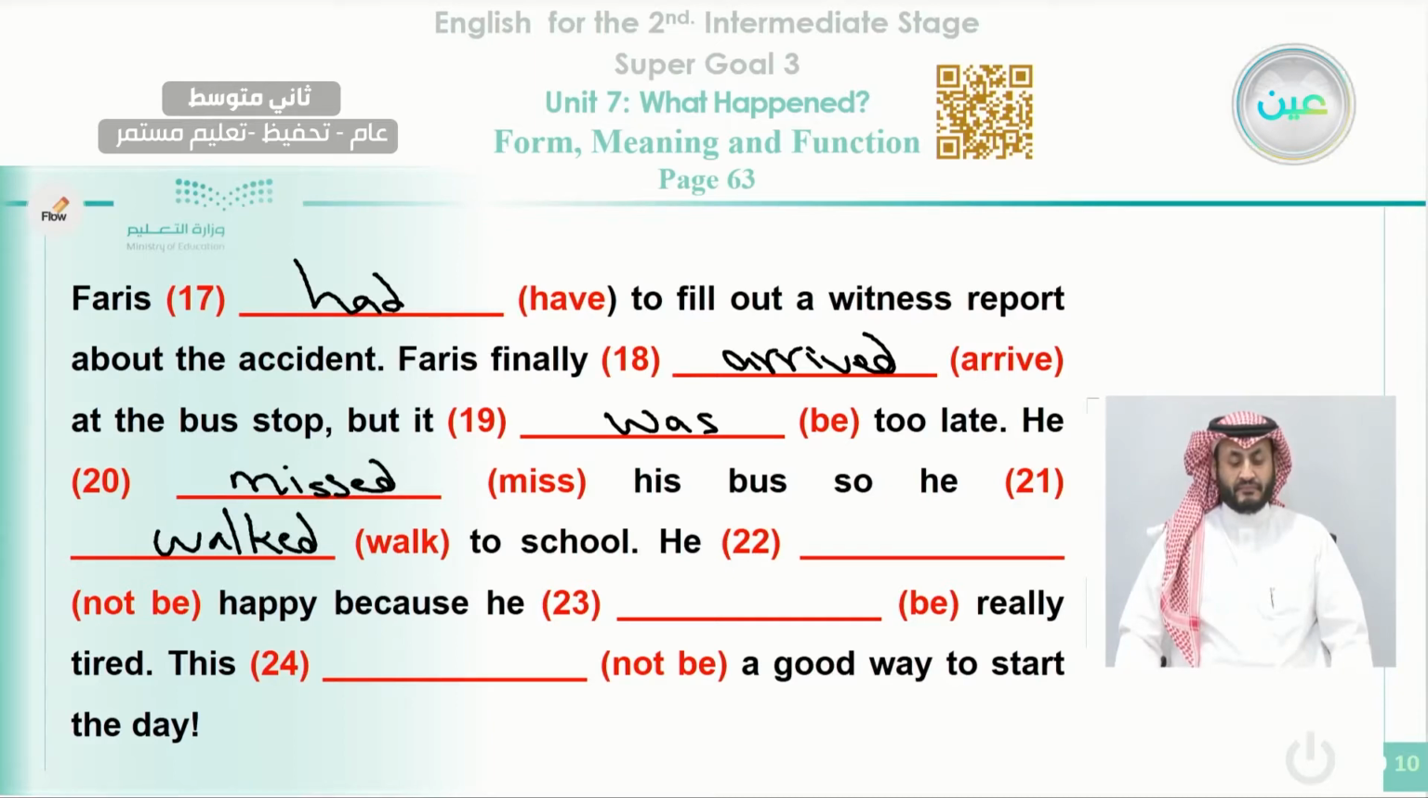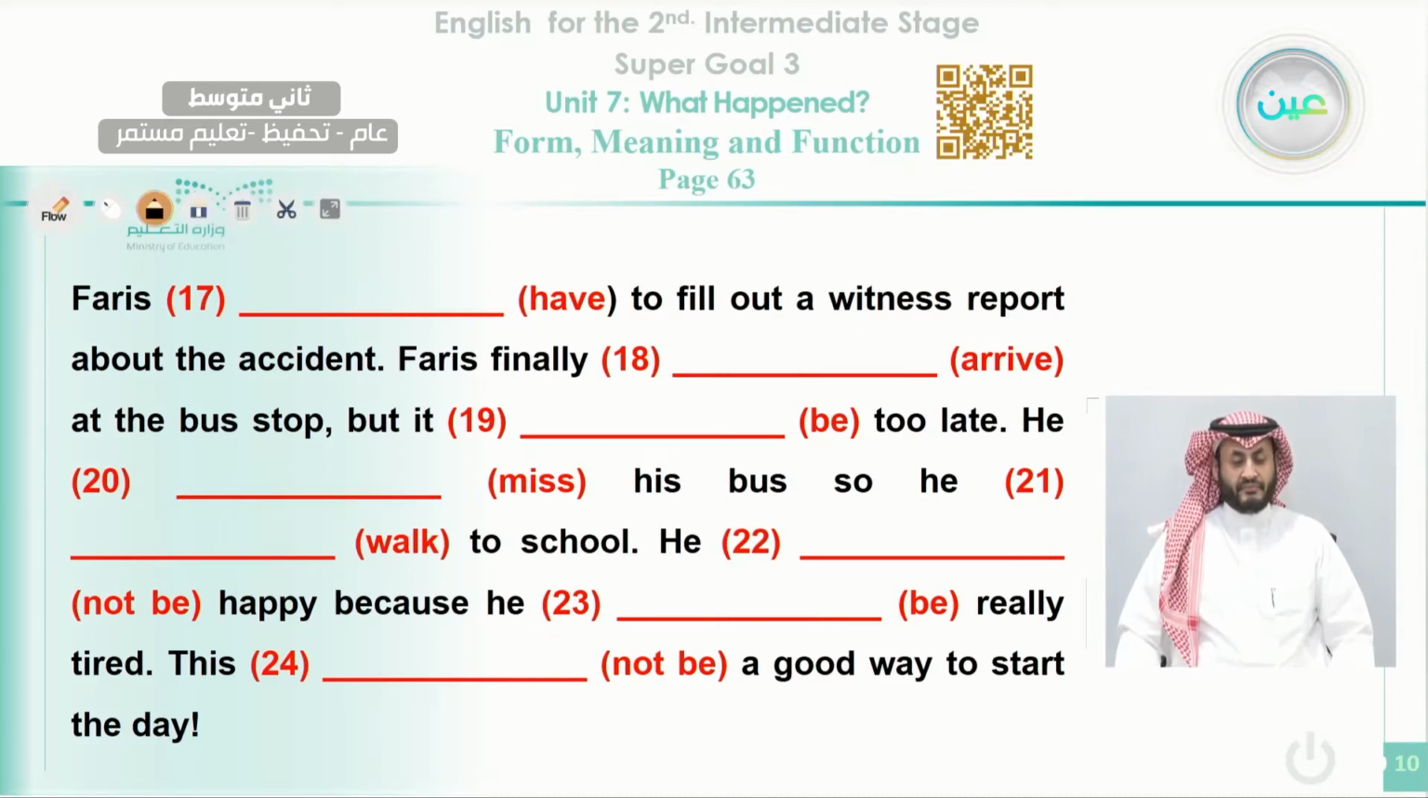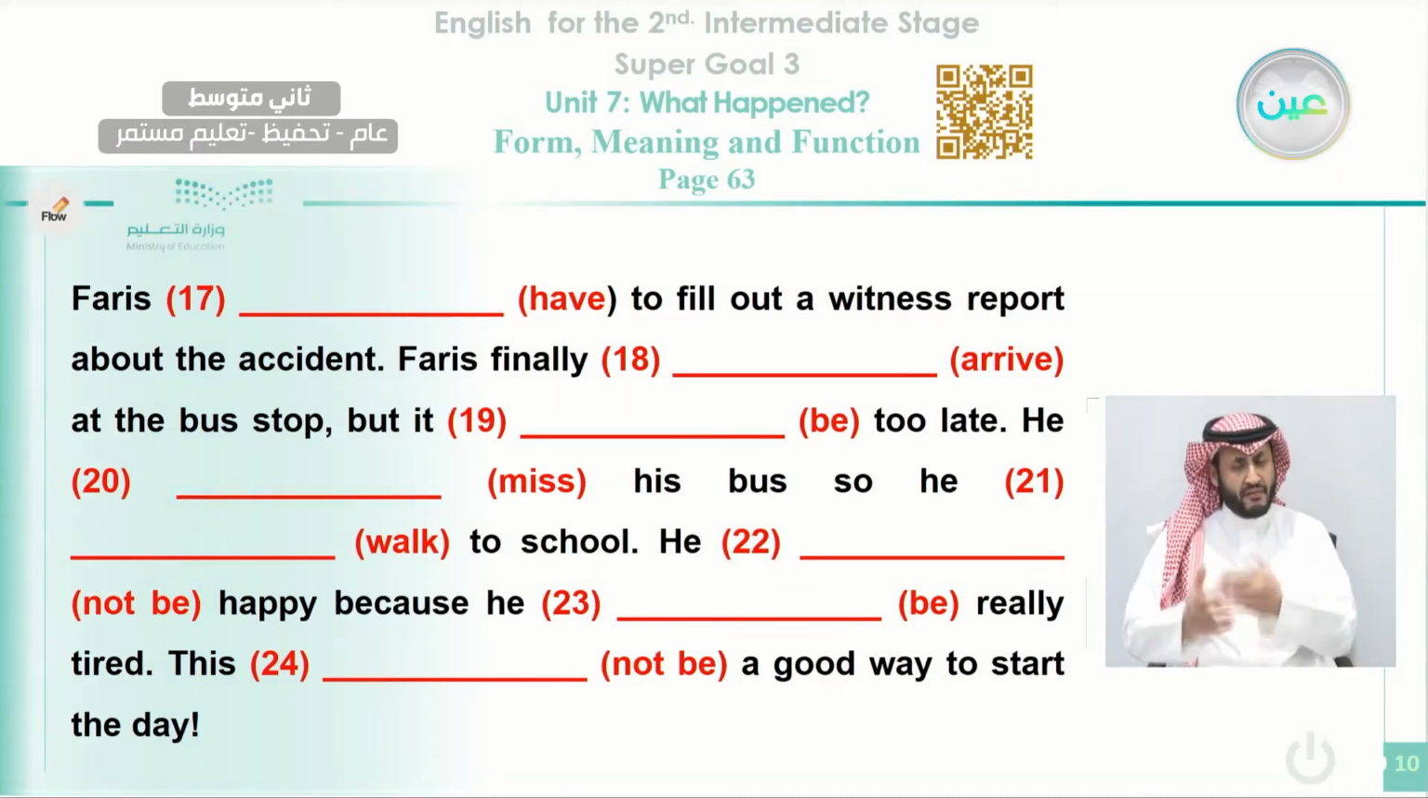Okay, he was not happy, so we can say he was not happy because he was also, because the past form of the verb be is was, and we are talking about a singular. He was really tired. This was not a good way to start the day. And this is the report that we are talking about and how we write the past tense in this report.